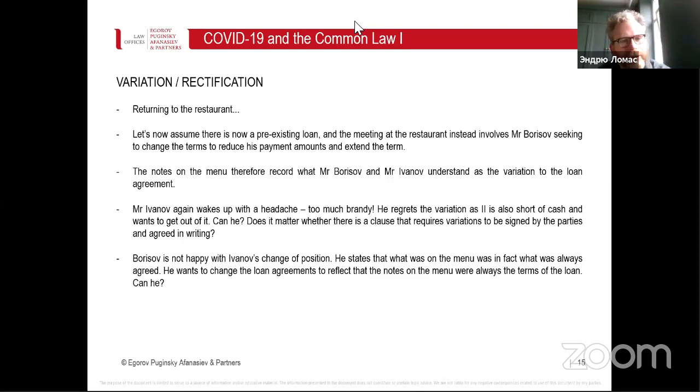That was just an error. He wants to change the loan agreements to reflect what's on the notes, because he says, well, that's what we always agreed, and that's what we discussed at the restaurant. But hang on, the lawyer's got it wrong. The numbers and the terms are wrong. So we need to rectify our agreement. So there are two broad positions here. On one side, Ivanov wants to show this variation isn't binding on him. And on the other, Borisov either wants to show the variation is binding, or more extreme, he wants to go back to the contract and actually rewrite it such that the variation has effect ab initio.